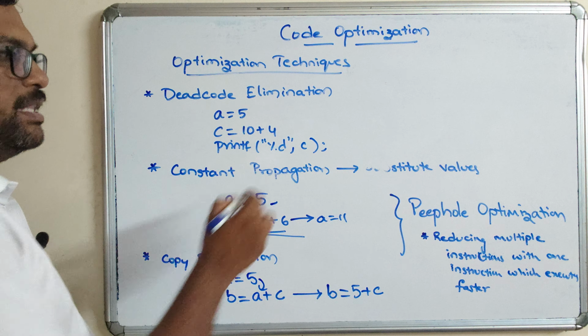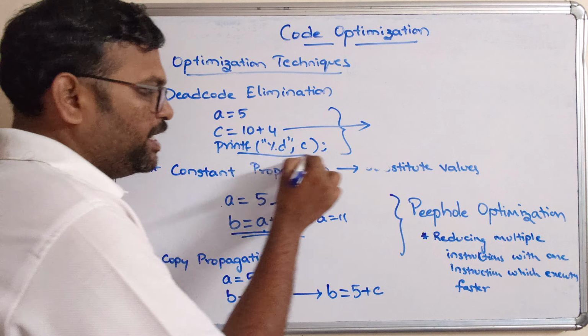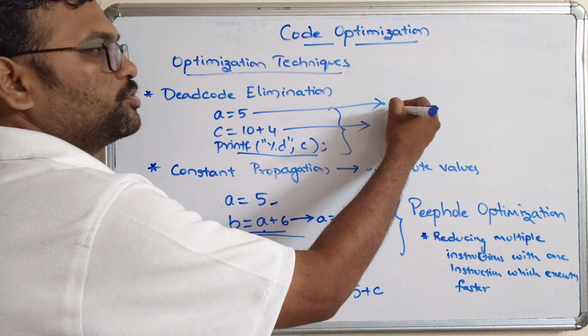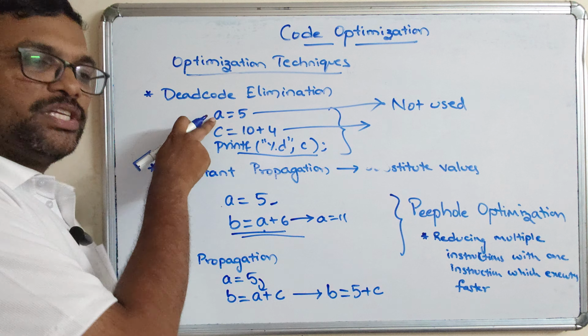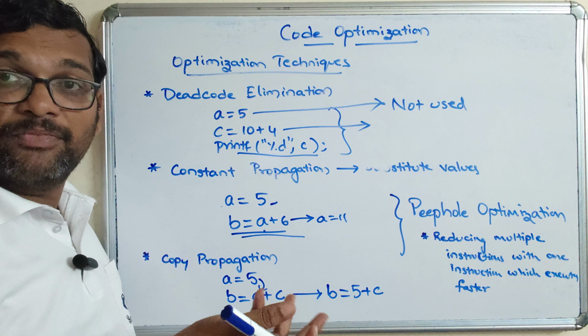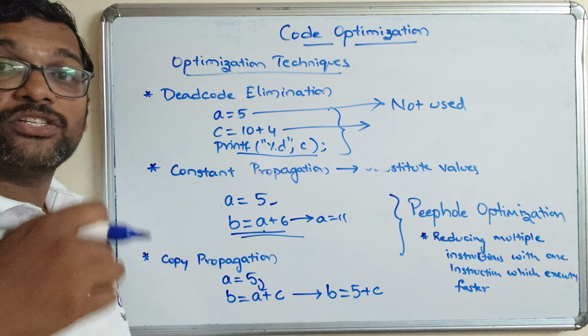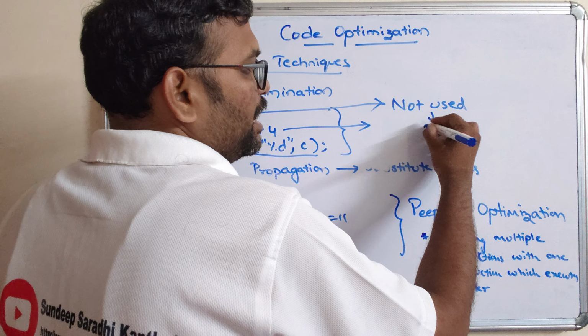So what happens in this code? c is already computed and we are just printing the value of c. So where are we using this a value? The a value is not used in the program, but we have declared some variables and initialized that variable with some value which is not used in the program. So this is called dead code.